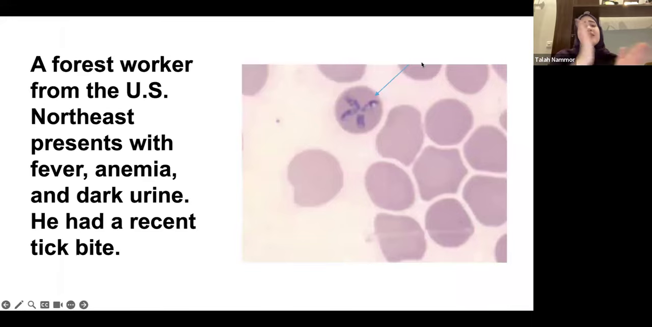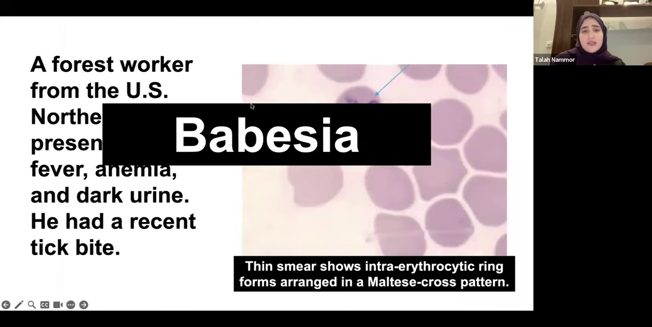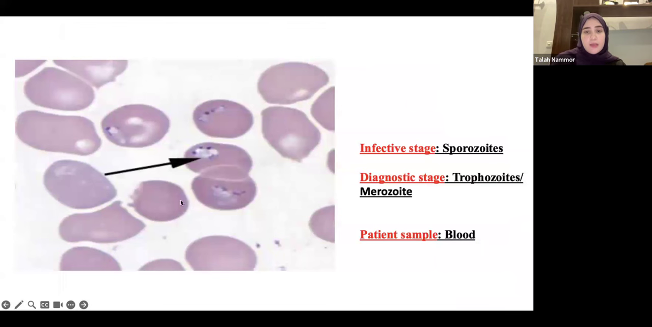Okay, Maltese cross, guys. No need to even read. Maltese cross is Babesia. Slay. So Babesia, and the sporozoite is the infective stage. What is the diagnostic stage? Trophozoite, merozoite. What is the sample? Blood.